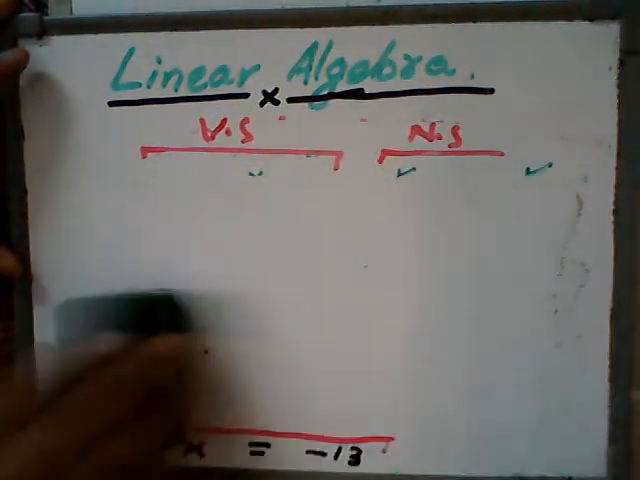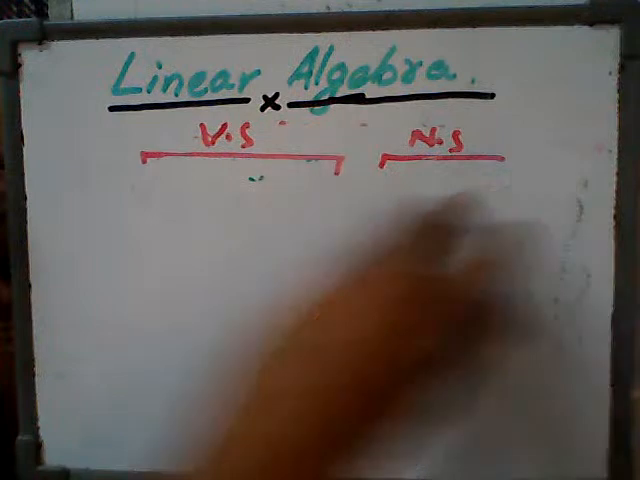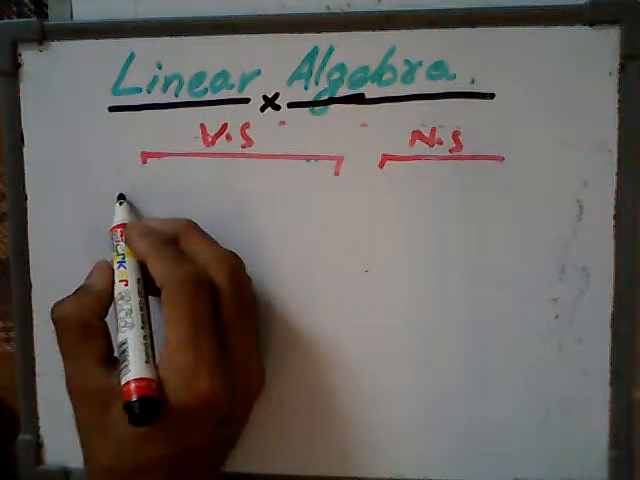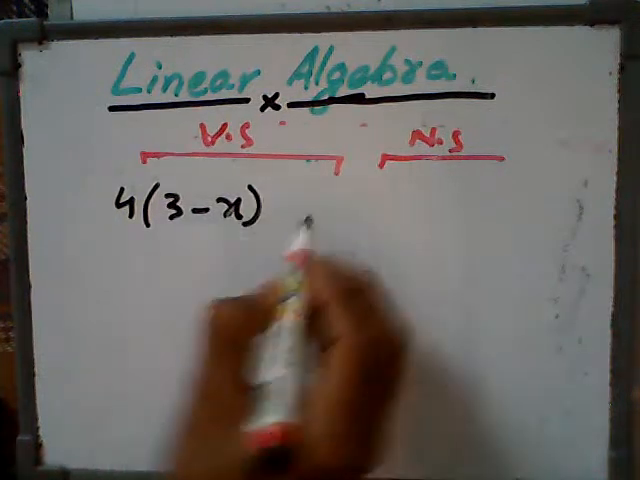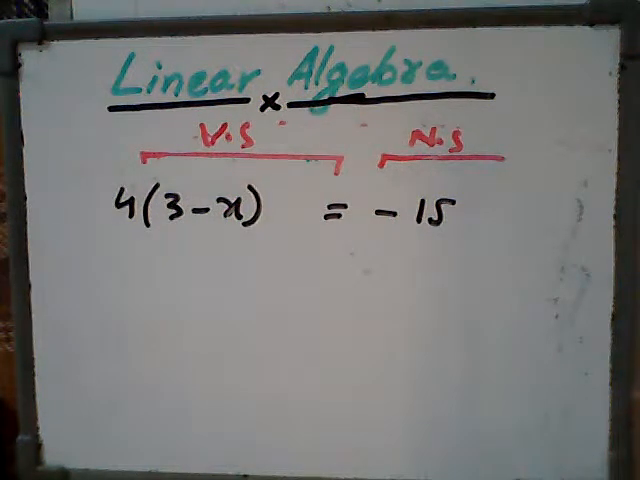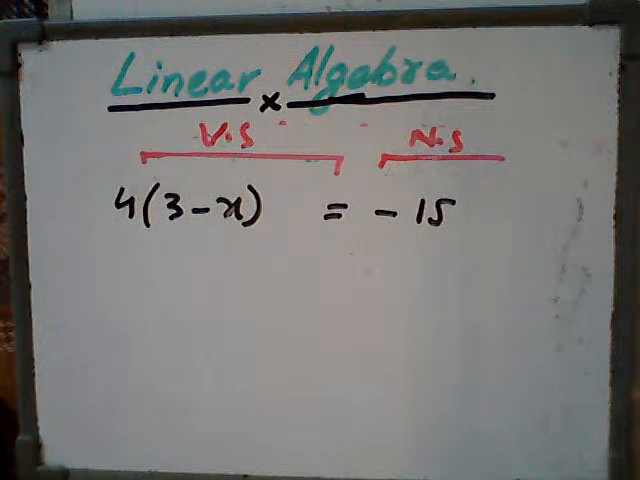Now look at this, and you can see that again I'm keeping the variable side and number side the same. This is the main concept of solving the question. Now the question is about brackets: 4 times (3 minus x) is equal to minus 15. So in this question, you can see that there is a bracket. So first of all, we need to simplify the bracket.